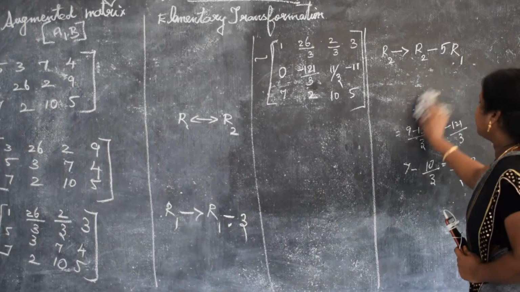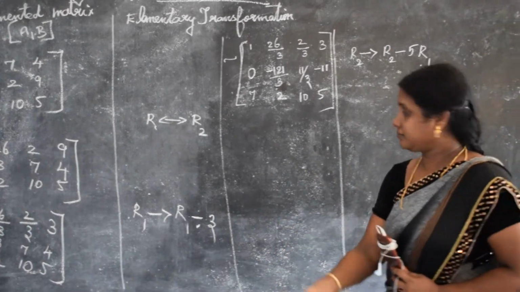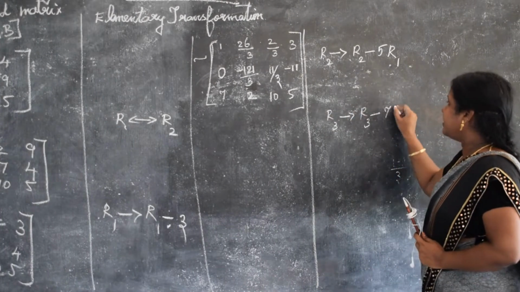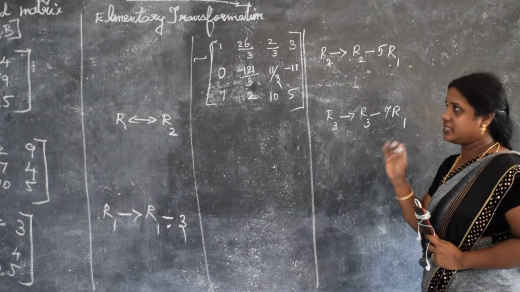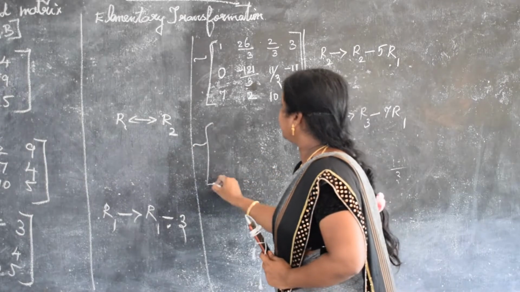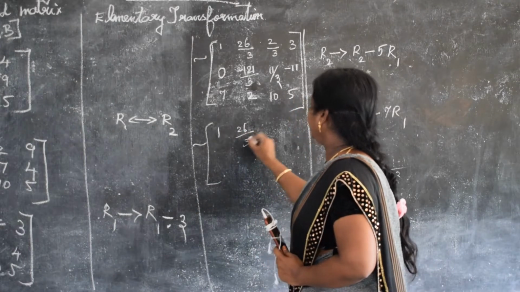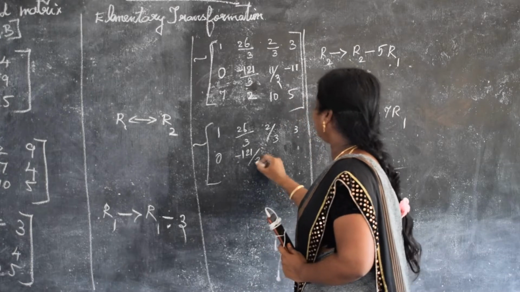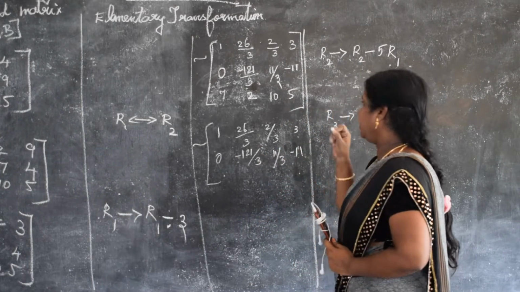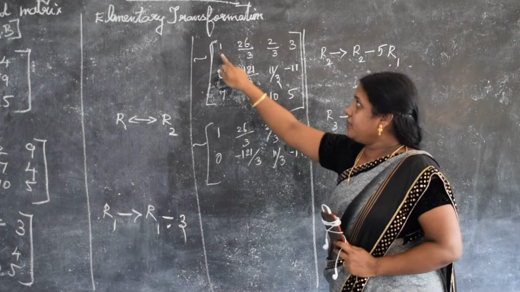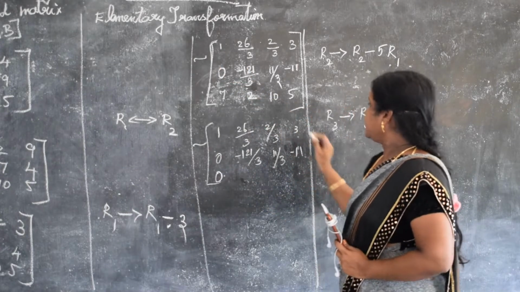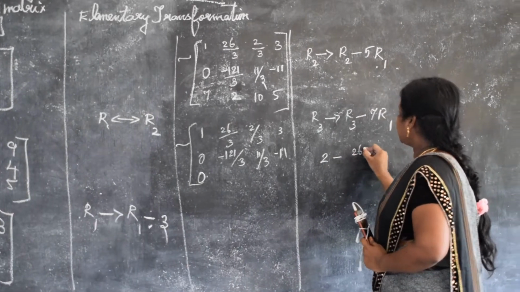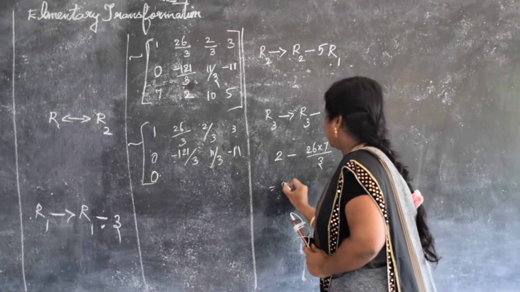So listen. R3 is R3 minus 7R1. R1 I am going to multiply with 7. So 7, 26 into 7 by 3, 14 by 3, 21. Write R2 as such: 0, minus 121 by 3, 11 by 3, minus 11. Now you multiply with 7. Here 7 minus 7, 0. Next, here you see, R3 is 2 minus 26 into 7 by 3. Now what is the answer?